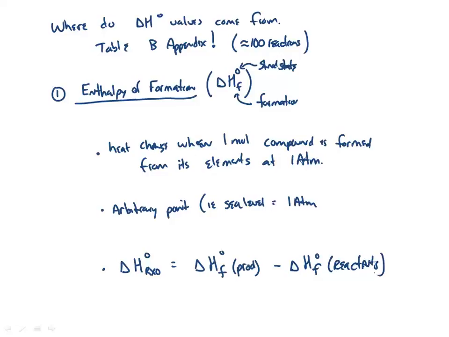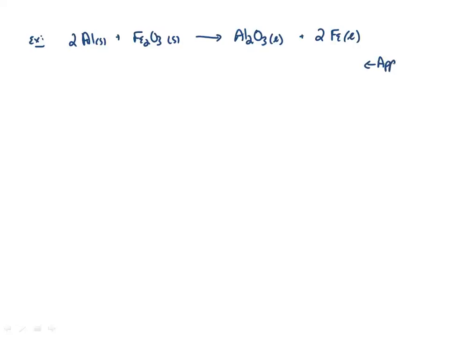Or basically, the change in energy in a reaction is simply the change in energy in all of the physical parts of a reaction. So let's take a look at an example. If I have the reaction 2 aluminum solid plus Fe2O3 solid goes to Al2O3 liquid plus 2Fe liquid. And so what you do is we look in Appendix B for all of those values.